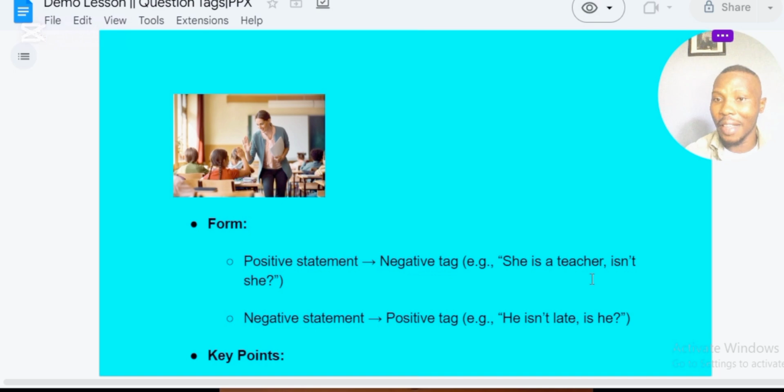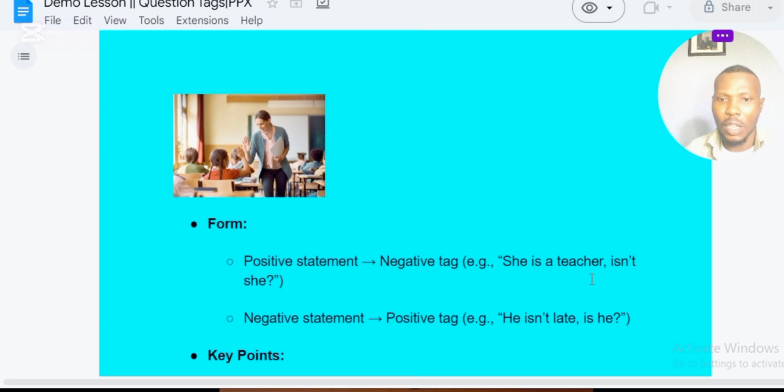Isn't she? Another one is: she is, or let me say, she was playing. The tag will be what? Wasn't she? So that's it. A positive statement goes with a negative tag, but a negative statement goes with a positive tag.